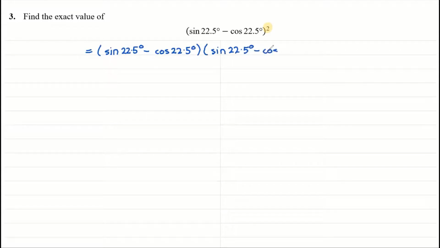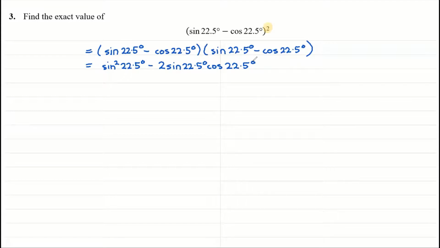Subtract the cosine of 22.5 degrees. Okay. So if you see something squared, it's often a good idea to expand and see if you can collect like terms, perhaps, see if there's any cancellation. So at the moment, if I multiply out, we're going to have sine squared of 22.5 degrees, subtract 2 lots of sine of 22.5 degrees and multiply that by the cosine of 22.5 degrees.